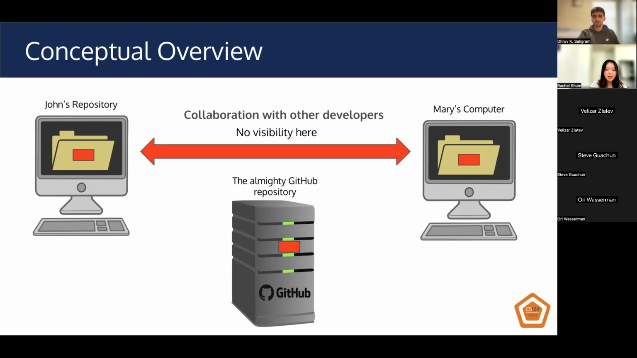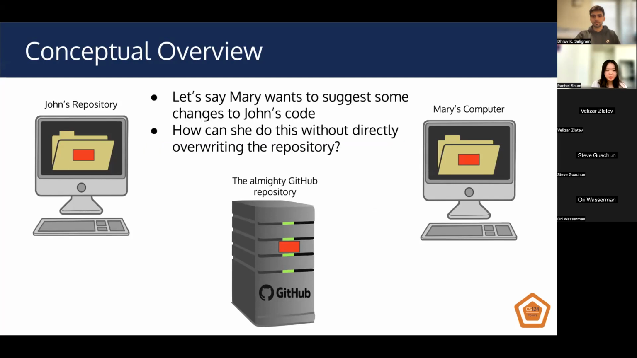And then how does this work with collaboration? Let's say John and Mary both want to contribute to that same repository. You can't actually see the code when you're working on the two separate computers, right? So whatever changes John makes locally on his computer, Mary will not get on her computer. And let's say that Mary wants to suggest some changes to John's code. How can she do this without directly overwriting the repository?